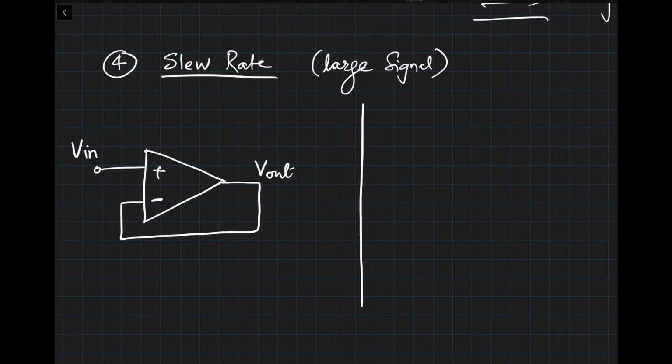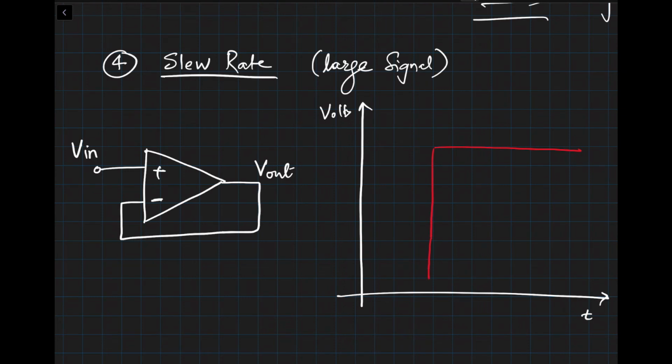And for the sake of discussion, let's plot input and output. This is time and this is volts. Let's say the input changes in this fashion, which means I'm applying a step signal at the input V in. Now, if this amplifier was ideal and it had no limitations, then we expect the output to look exactly the same as the input, except for the gain AV. The output should change exactly this way.